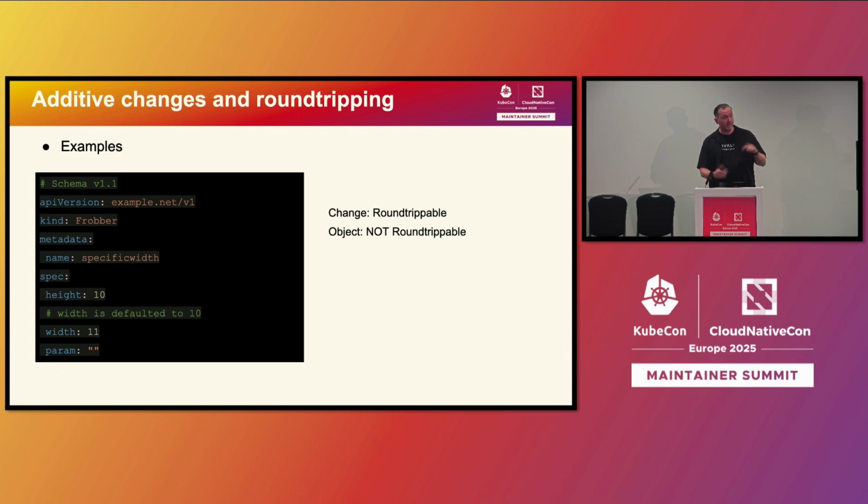However, if you set the width to 11, this specific object is no longer round trippable, because if you take this object and roll it back to the version before, the width gets set to 10, and then when you roll it forward, the width will be defaulted to 10 because the width will go away, right? So you can have an API change be round trippable, but if you use the new functionality, then that object is not round trippable anymore, right?